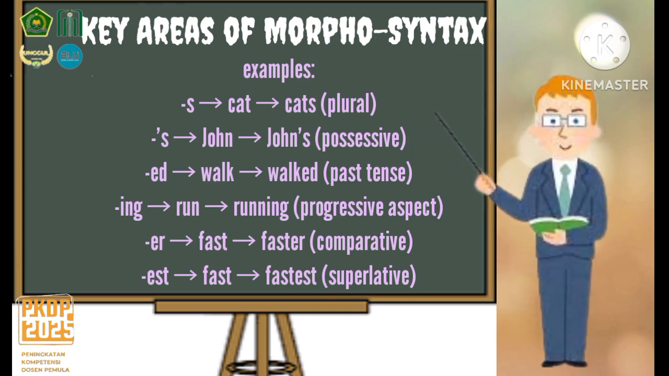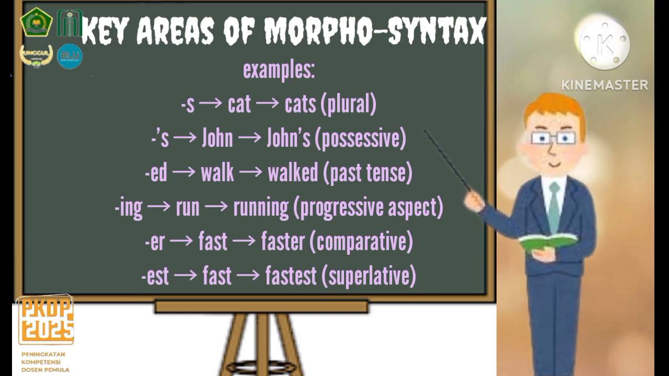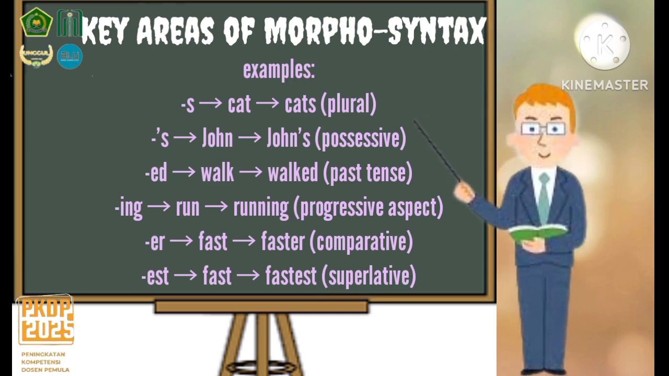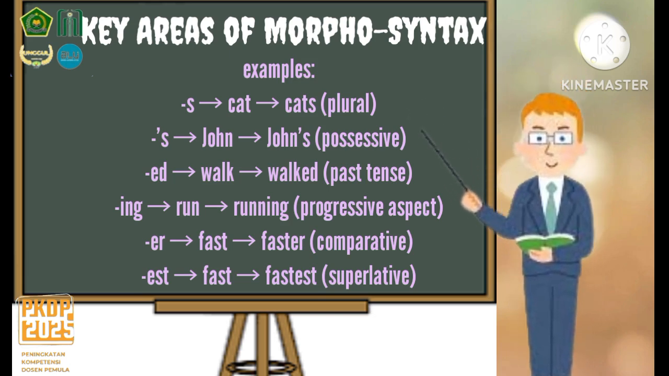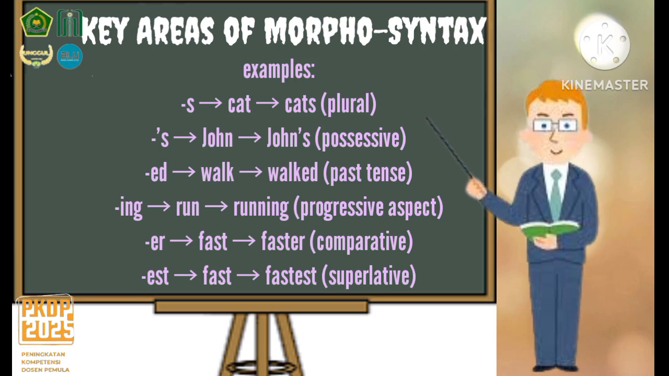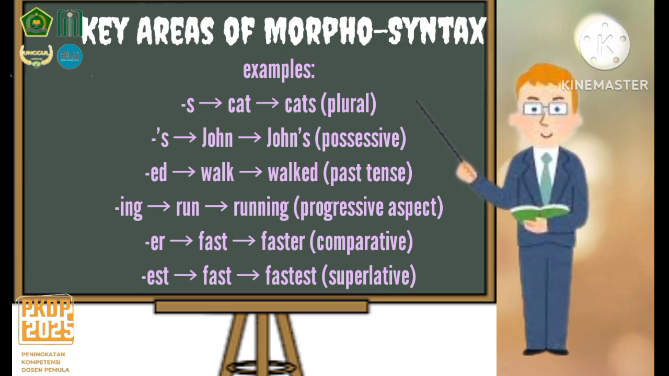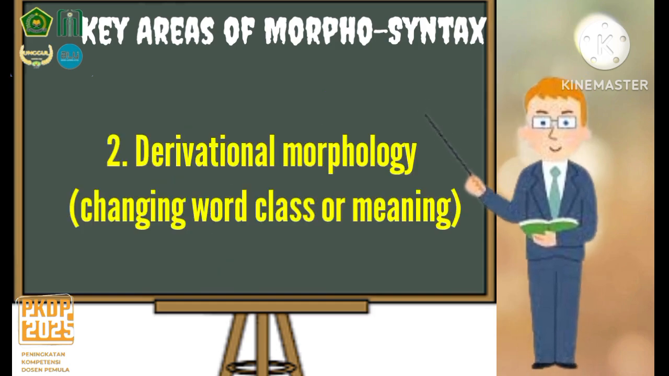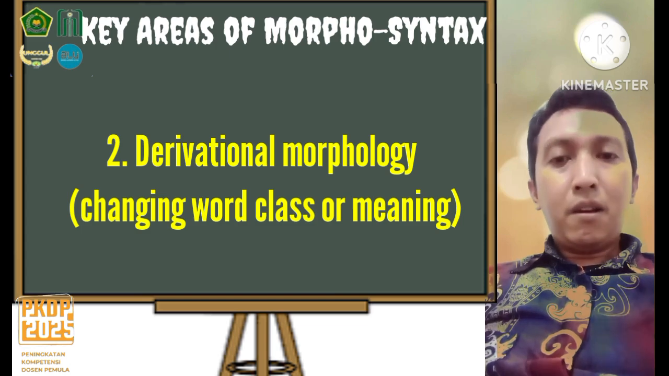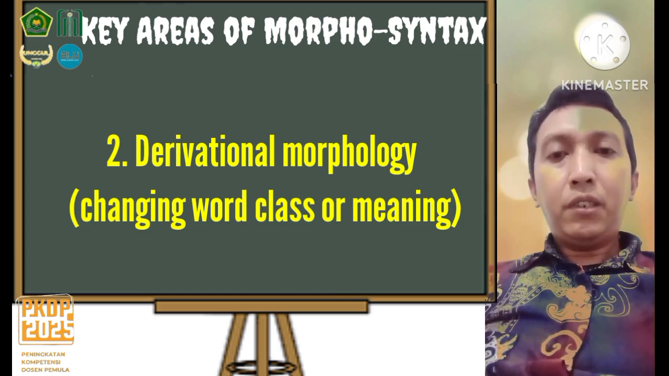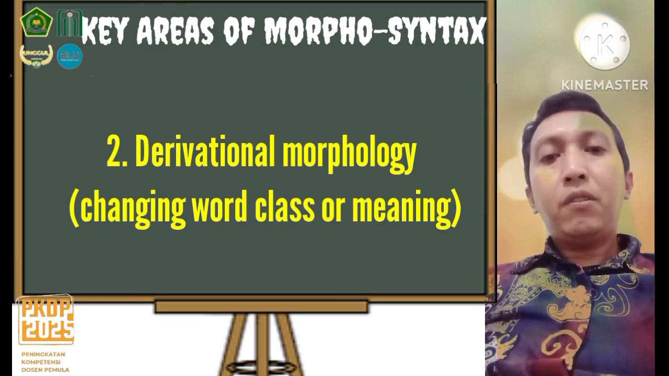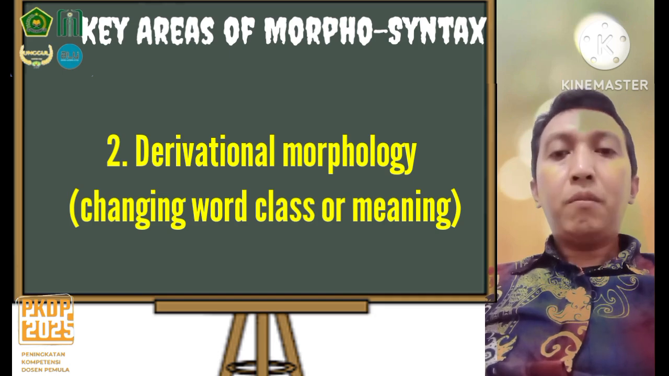And the next one is run becomes running. There is a suffix ing which signs the progressive aspect. And the next one is fast becomes faster. It signs the comparative degree, and fast becomes fastest with the suffix est, which signs the superlative degree. The second key area of morphosyntax is derivational morphology, which means changing word class and or meaning.